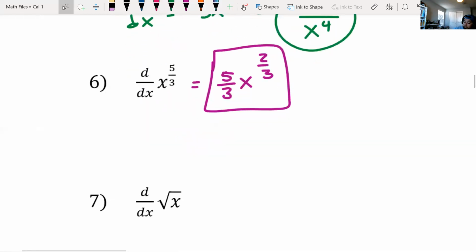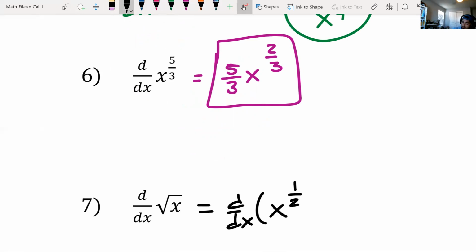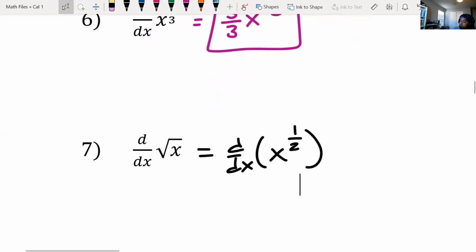Okay. Number 7. d over dx of the square root of x. We cannot take the derivative in this form, so we have to rewrite this. We're going to rewrite this as d over dx of x to what power? 1/2. There you go. Good. So we just rewrite from radical to rational exponent.